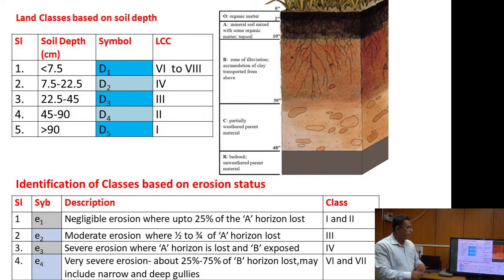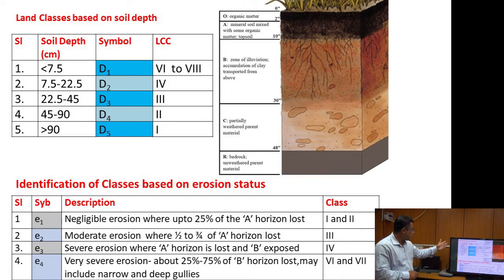The next important parameter is your soil depth. According to this land capability classification, soil depth we have categorized into 5 groups. Soil depth more than 90 cm, we have denoted it by D5. If it is between 45 to 90 cm, then we denote it with D4. If it is 22.5 to 45, then D3. 7.5 to 22.5, D2. And less than 7.5, we give the notation D1.